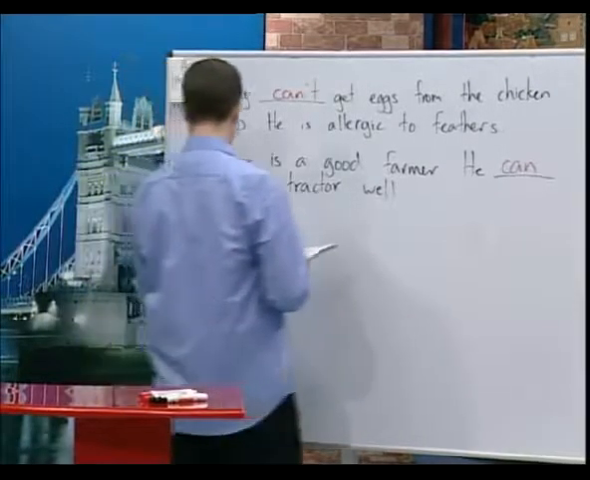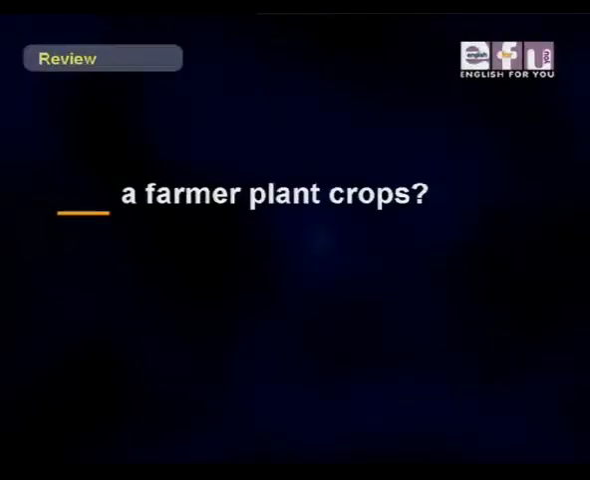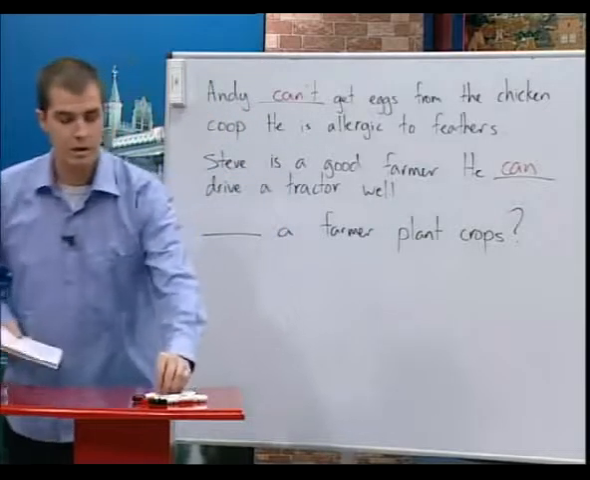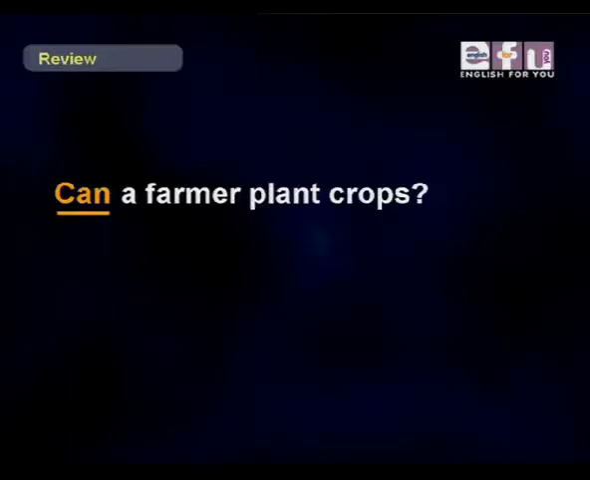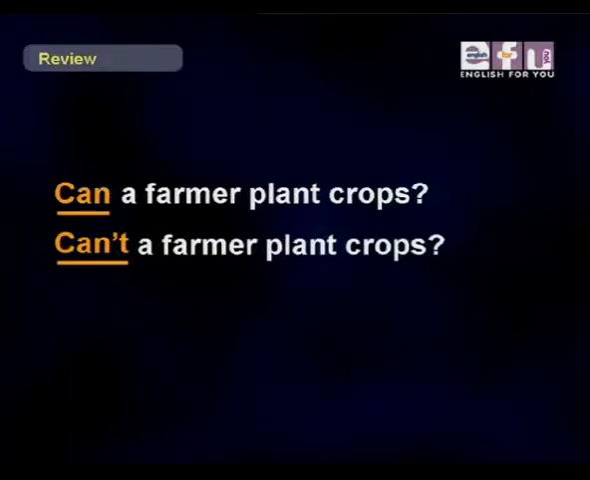Okay, Rosa. Something a farmer plant crops. What do you think? You can use both. Can a farmer plant crops, or can't a farmer plant crops? Okay, good. Can or can't. Can a farmer plant crops? Can't a farmer plant crops?